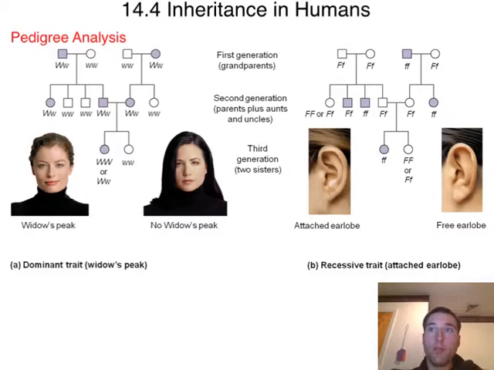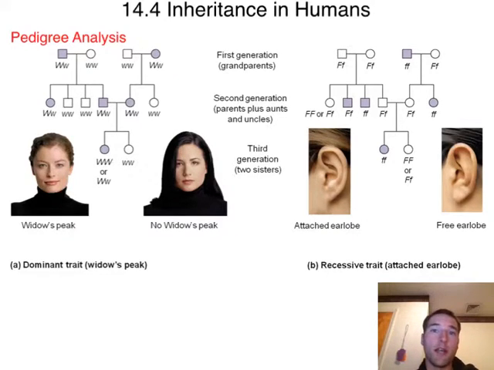Alright guys, we have section 14.4 here, going through different types of human inheritance, and this is the section for those of you who might be interested in being a genetic counselor. We're just going to go through all different types of things that genetic counselors would have to think through.